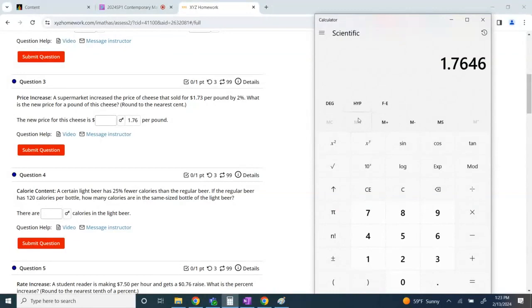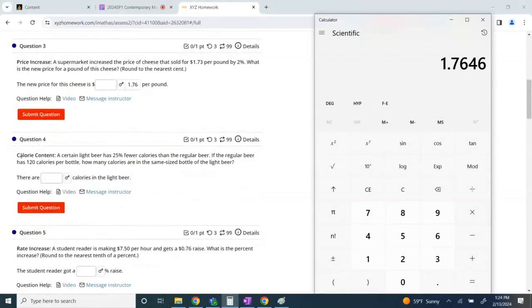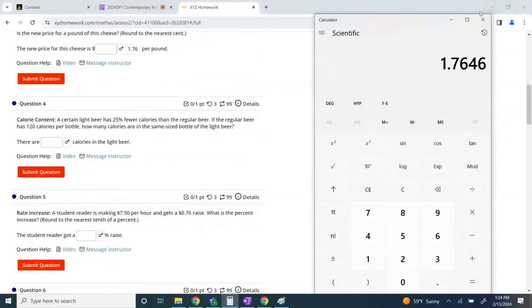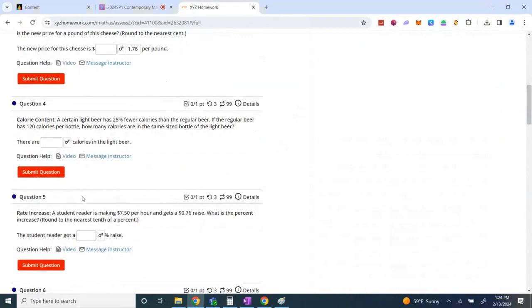All right, any questions about an increase? So now I want to take a look at a decrease. So problem number 4, let's look at problem number 4. And it says calorie content. And I'm actually going to copy this over. Number 4.